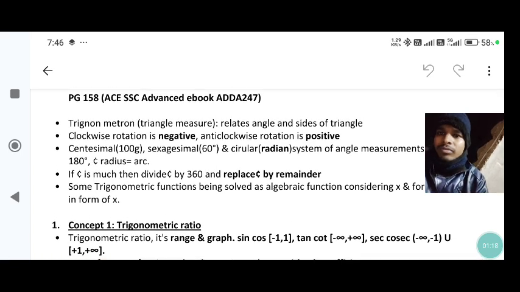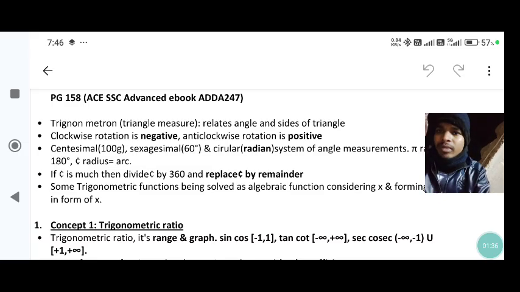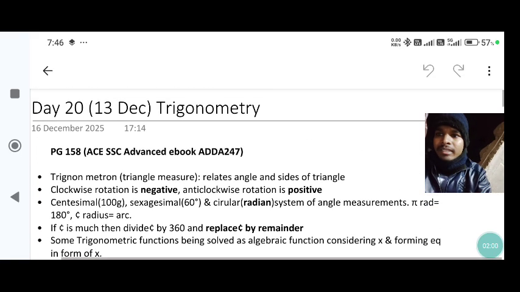There are 3 types of angle measurement systems. First is the centesimal system, in which 100 g is the unit, and 90 degrees is divided into 100 g. And when 90 degrees is divided into 60, it is the sexagesimal system. And when the angle is measured in radians, it is the circular system of angle measurement, where pi radian is 180 degrees.